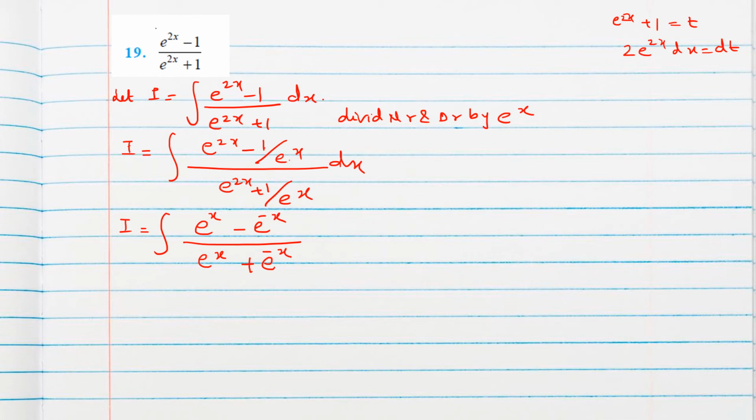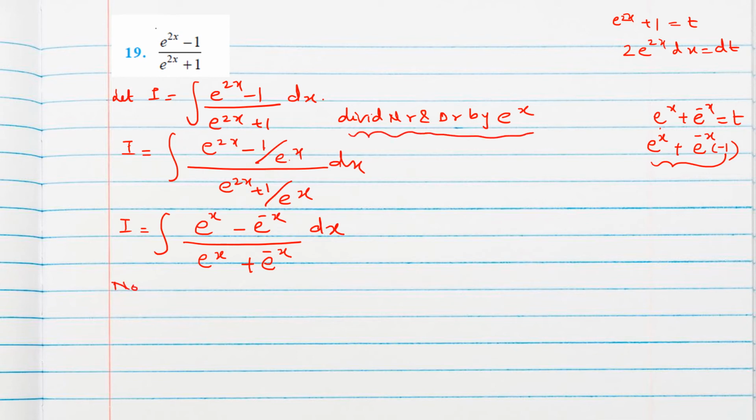Now substitute the denominator, e power x plus e power minus x, as t. So the derivative of e raised to x will be e raised to x, plus the derivative of e raised to minus x, which will be e raised to minus x into the derivative of minus x, meaning minus 1. So see, we are getting the numerator. So this arrangement is essential here.